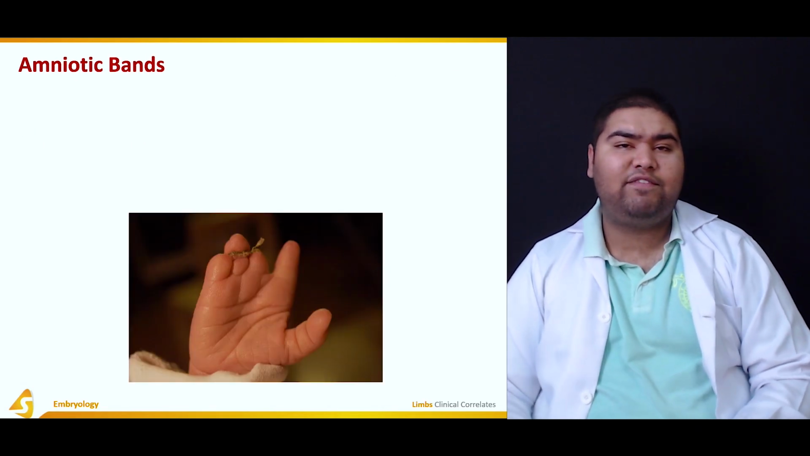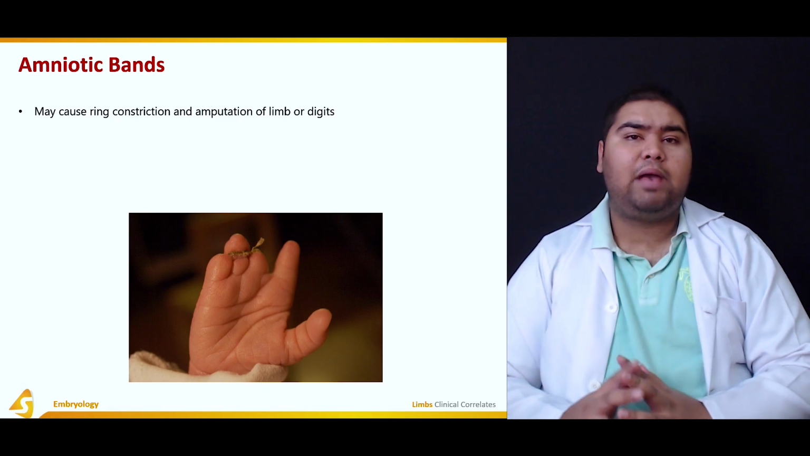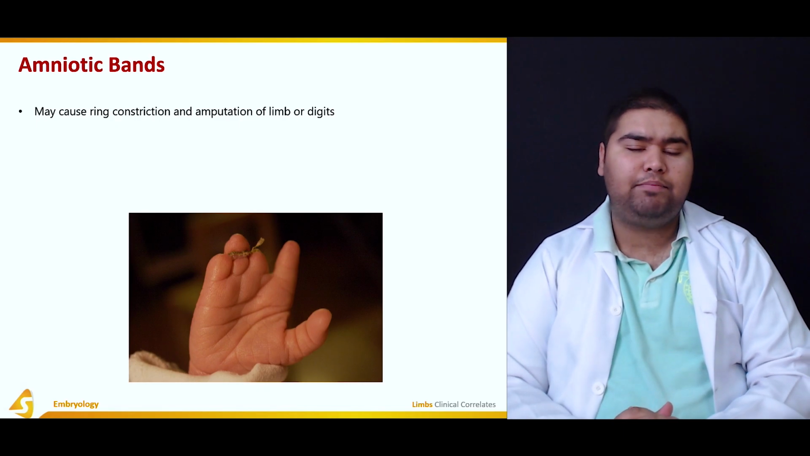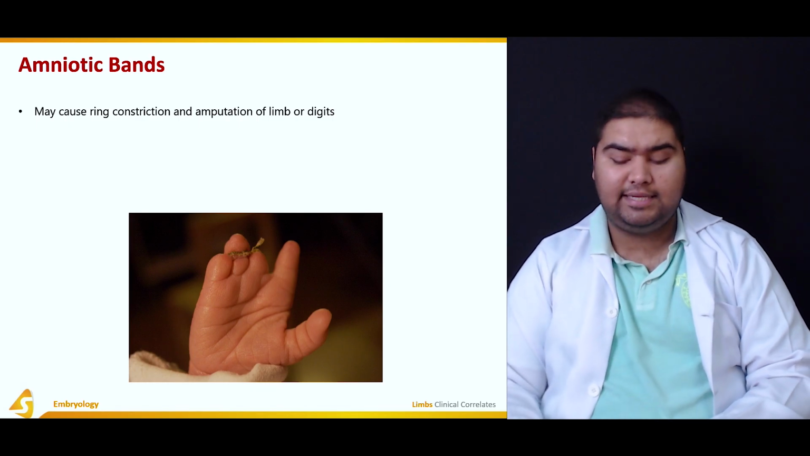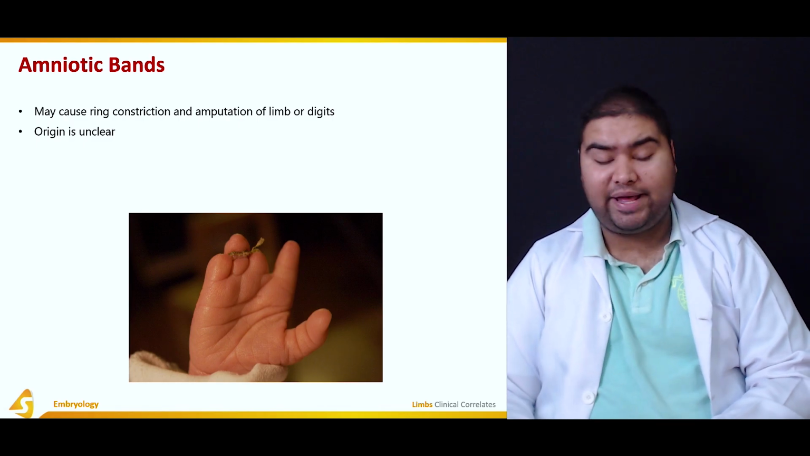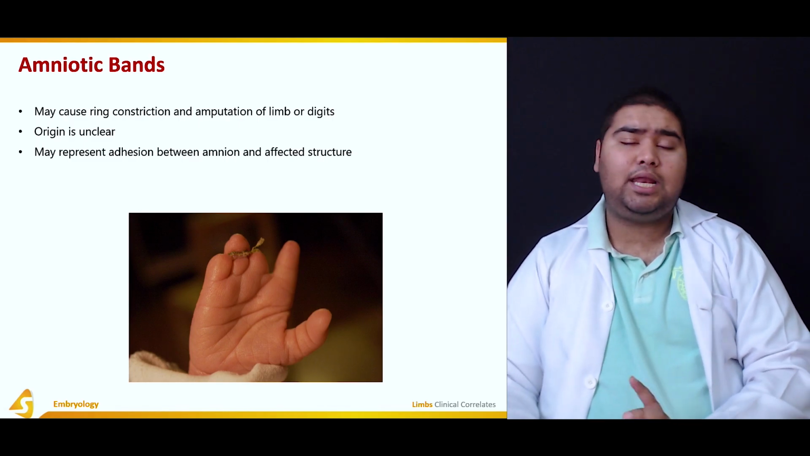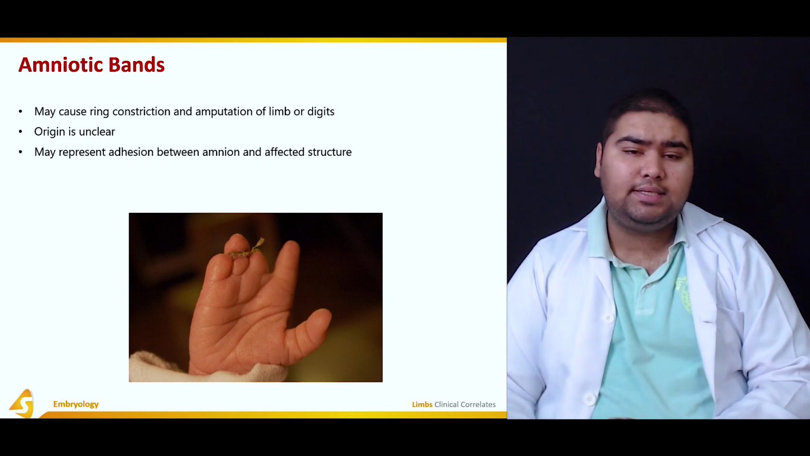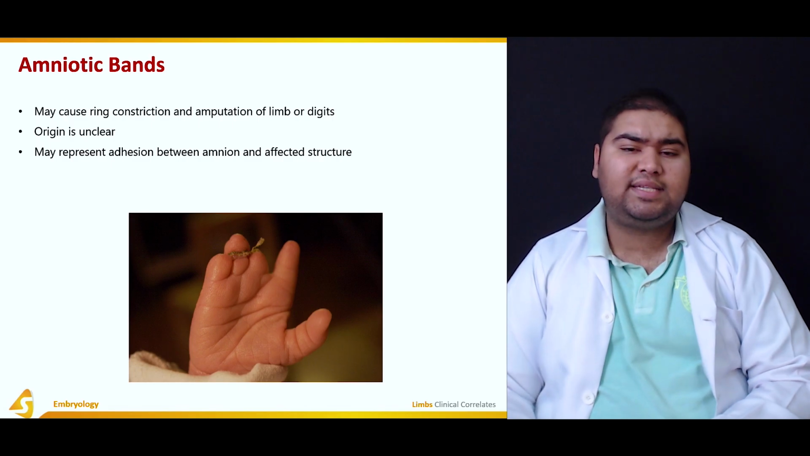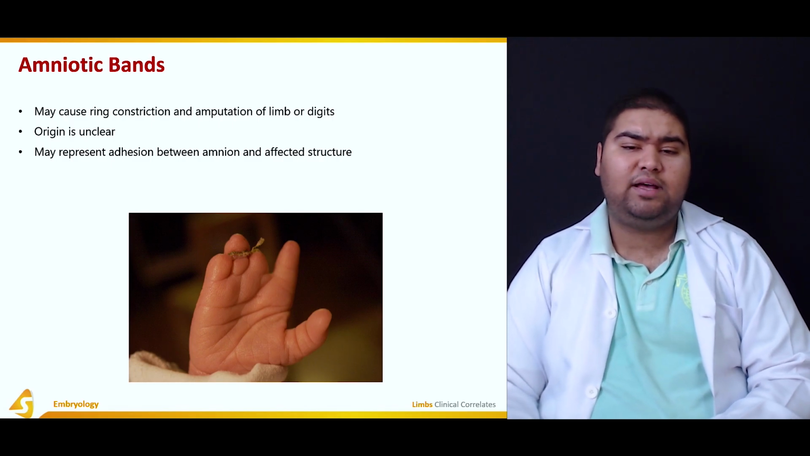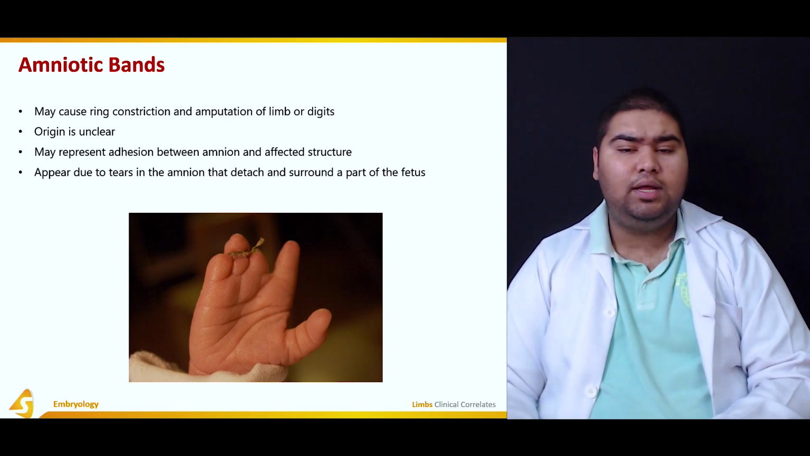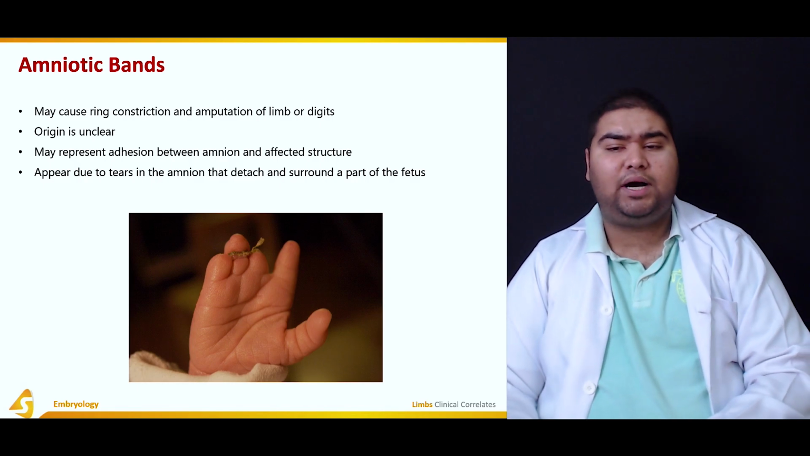So now we have amniotic bands. Amniotic bands may cause ring constriction and amputation of the limbs or digits. The origin is unclear as to why the amniotic bands form. These are basically bands of amnion that may cause disfiguring of the fetus. They may represent adhesion between the amnion and the affected structure. They appear due to tears in the amnion that detach and surround a part of the fetus.